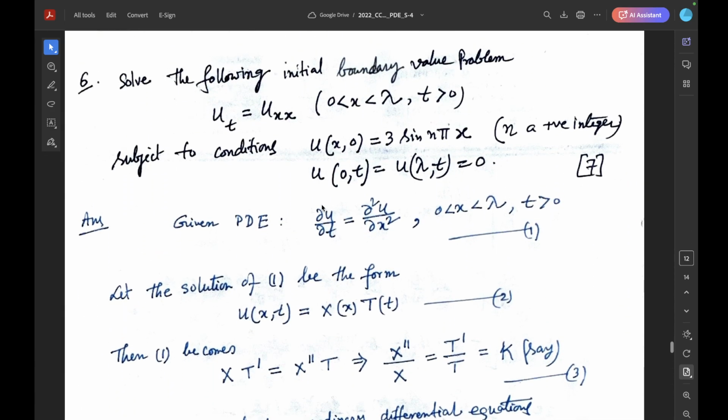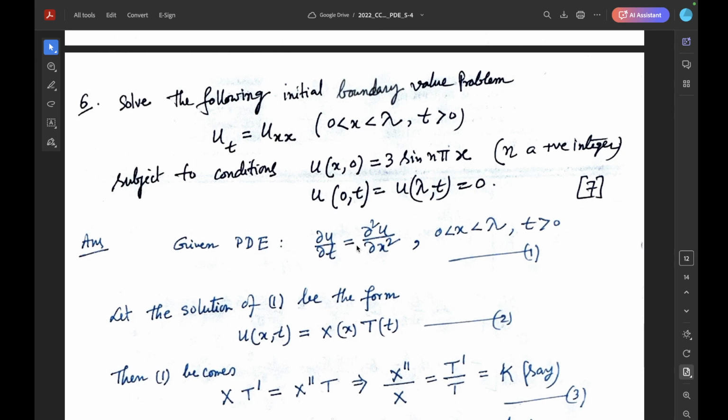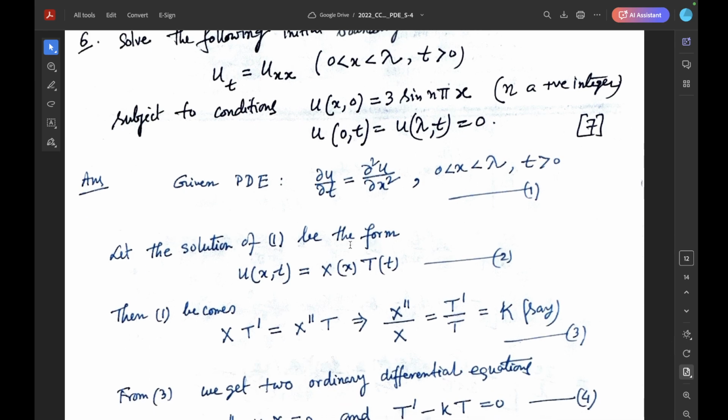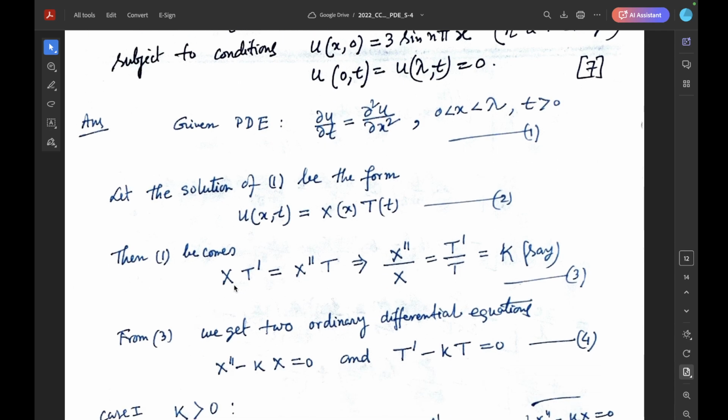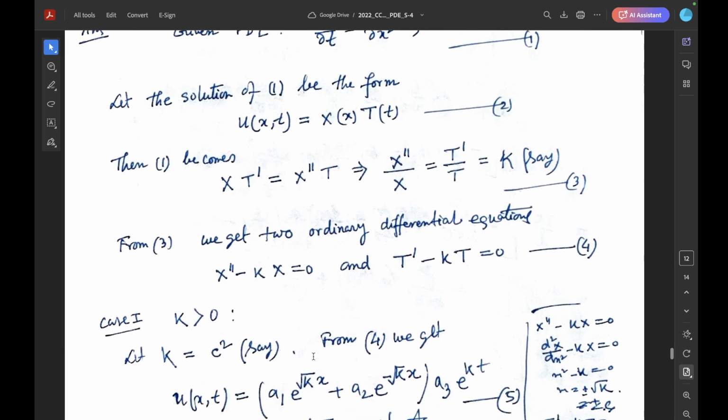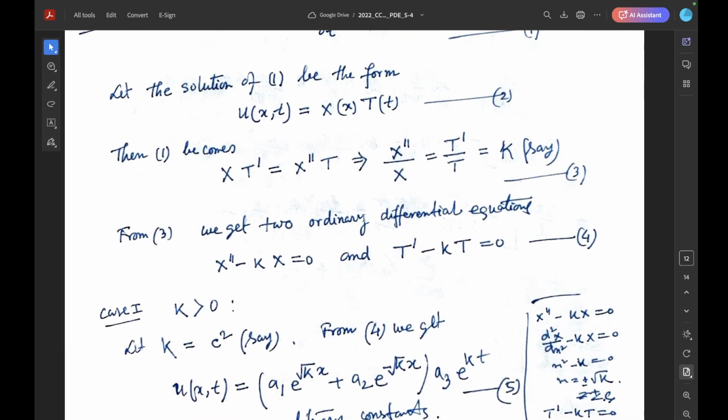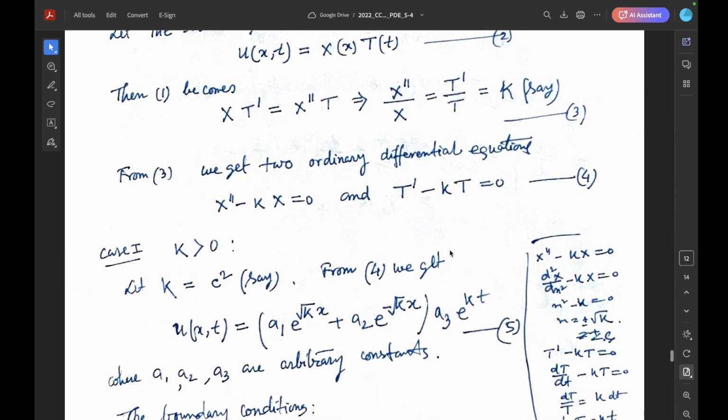The given partial differential equation is ∂u/∂t equal to ∂²u/∂x², 0 < x < λ, t > 0. By the separation of variables, set u equal to X times T. Then it becomes X T' equal to X'' T, that is X''/X equal to T'/T equal to k. We get two ordinary differential equations. This is the second order differential equation, and this is the first order differential equation.